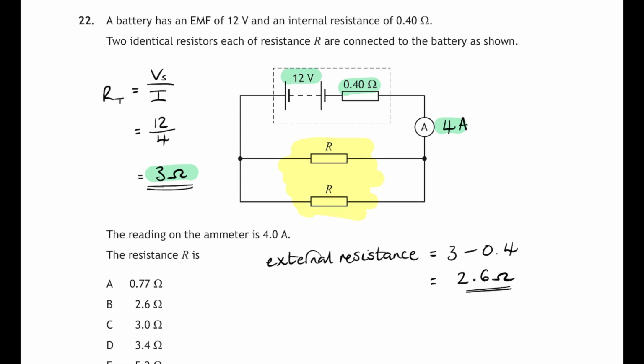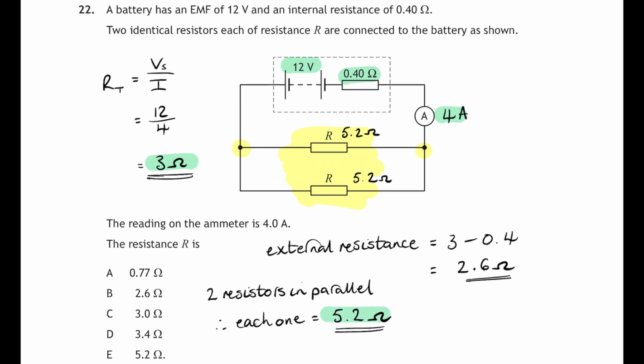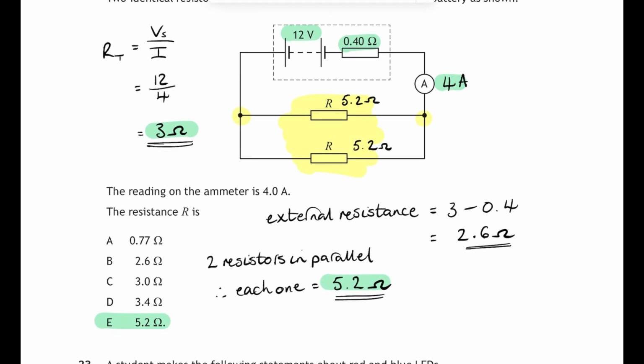Now these two resistors are in parallel, and if you remember the little trick from National 5, if you've got two resistors in parallel and both resistors are the same, the total's half of one of them. So if the external resistance is 2.6 ohms, then each one of those resistors must be 5.2 ohms, because 5.2 in parallel with 5.2 gives you a total of 2.6 ohms. So the answer for resistor R is 5.2 ohms. That's answer E. Very, very tricky.